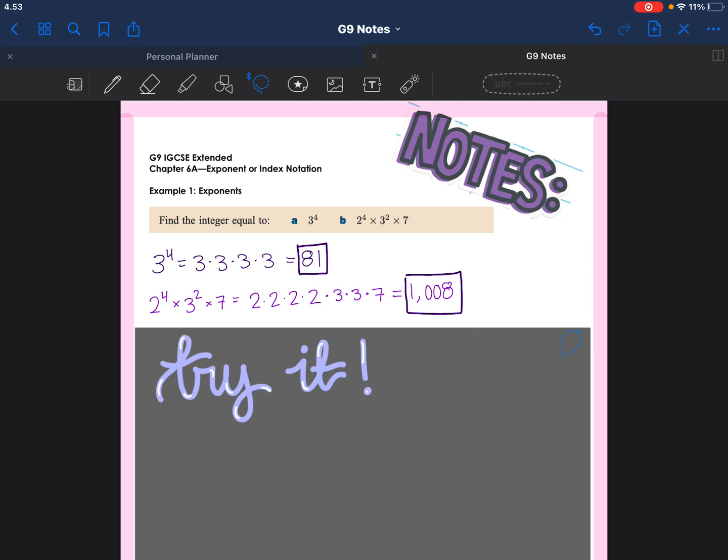So a review, 3 to the power of 4 means you multiply 3 four times by itself. So 3, 3, 3, 3. That equals 81. So that notation there, it's the exponential notation.